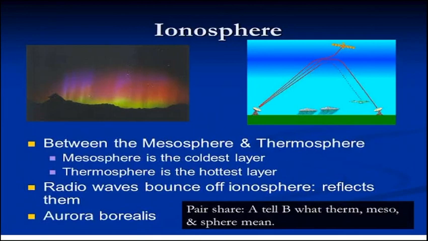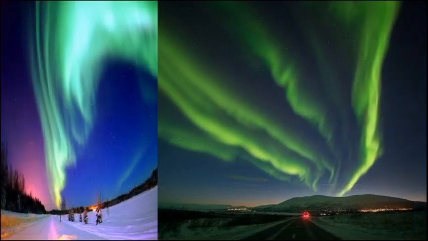Between the mesosphere and thermosphere, the mesosphere is the coldest layer and the thermosphere is the hottest layer. The importance of this layer is that radio waves bounce off the ionosphere, which reflects them back to Earth. And there is the aurora borealis. These are the images of the auroras.